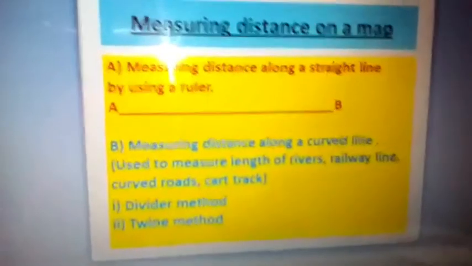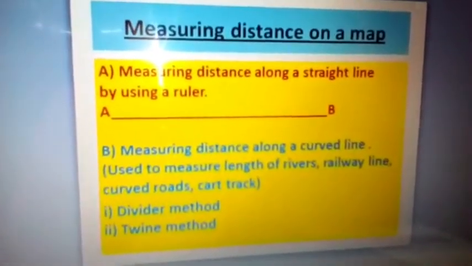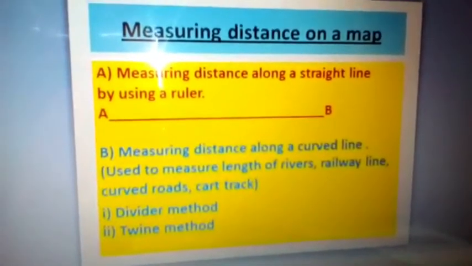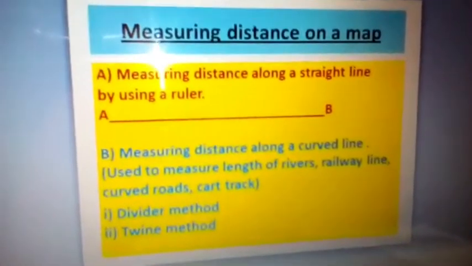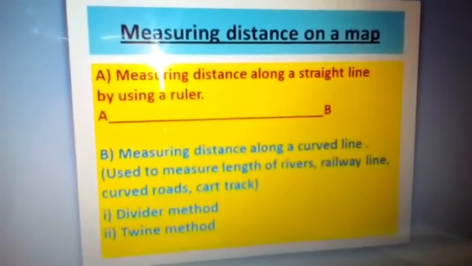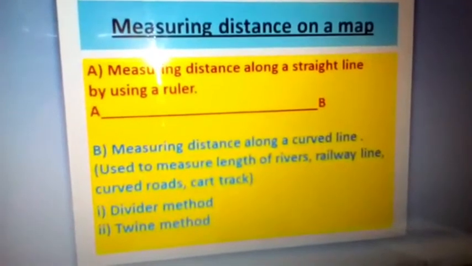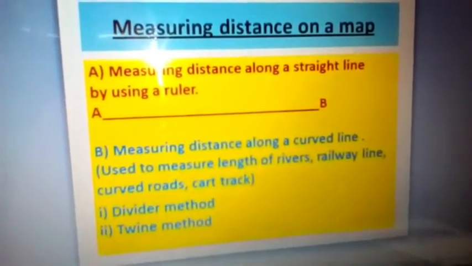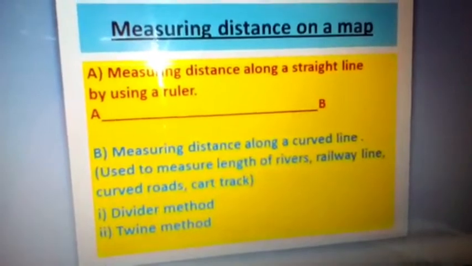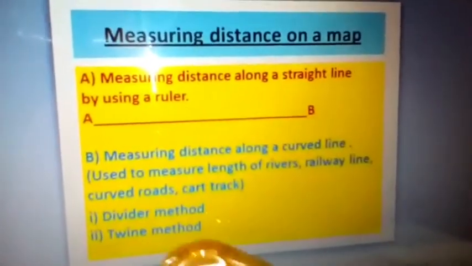To understand maps correctly, it is important to learn how to accurately measure distance on them. This can be done in different ways. Number one is measuring distance along a straight line, and that can be done by using a simple ruler. The second one is measuring distance along a curved line, and that can be done by two means, that is one, the divider method, and second, the twine method.